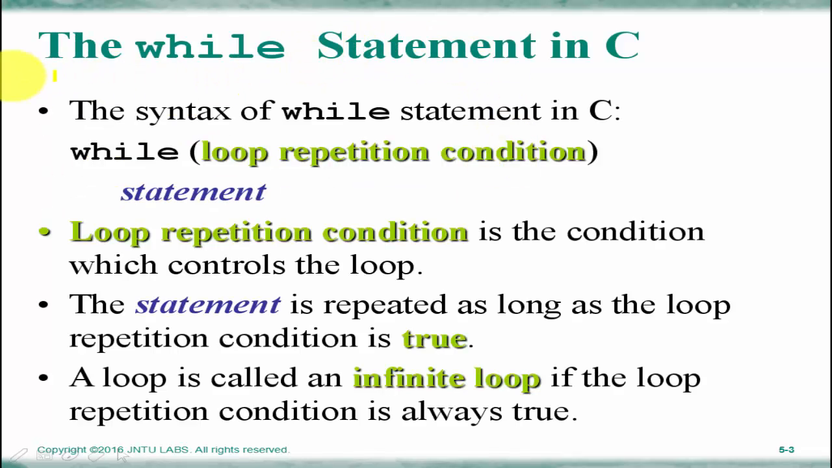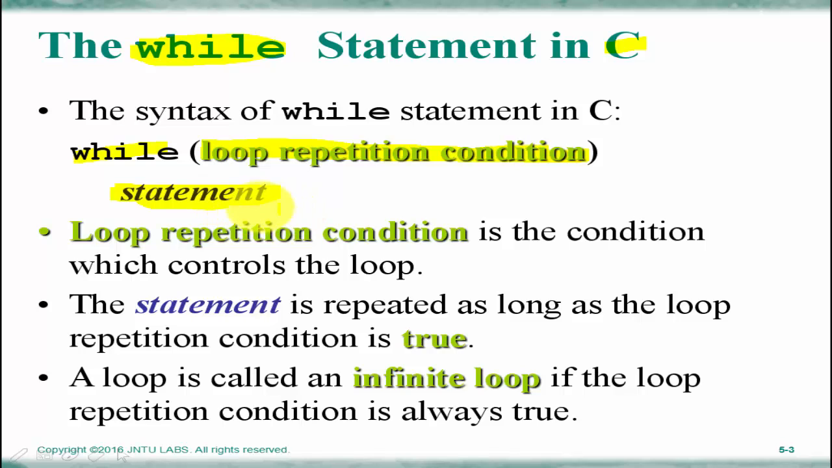Next is the while loop statement. In C, while is a keyword. Just remember, while is a keyword used in the C programming language. The syntax for while is while, open braces, and here there will be a condition, the loop repetition condition, which is very important, which keeps the statements inside this while loop repeatedly executing. For example, if I want to get 1 2 3 4 5 6 7 8, I would have to type it all out.